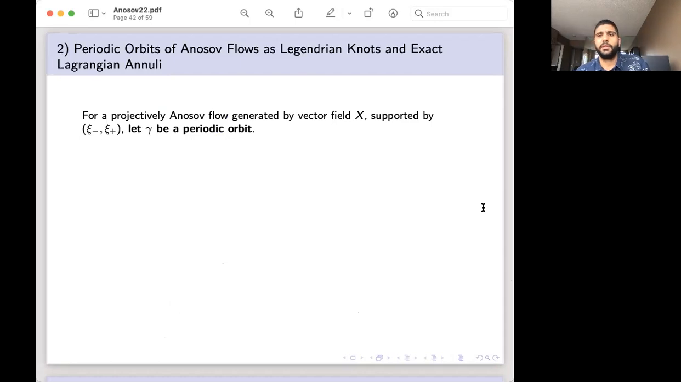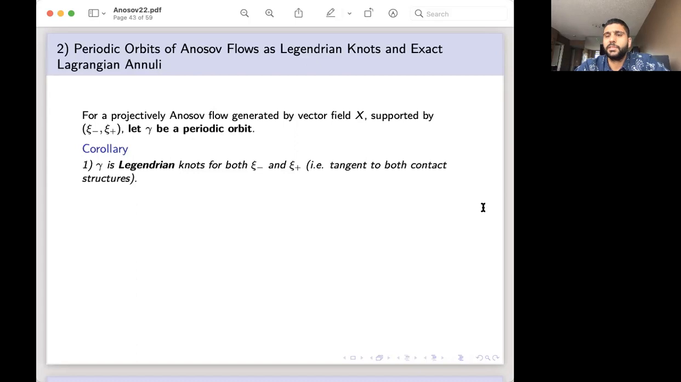Another line of questioning that I'm very interested in is about the periodic orbits of Anosov flows, and trying to use contact and symplectic topology in order to understand questions about these periodic orbits. Like in any class of dynamics, it's always interesting to understand periodic orbits. I should mention that if you take a periodic orbit of any projectively Anosov flow, by construction, that's tangent to both of the contact structures, C minus and C plus, which means that it's Legendrian, where the definition of being Legendrian is just being tangent to these contact structures.